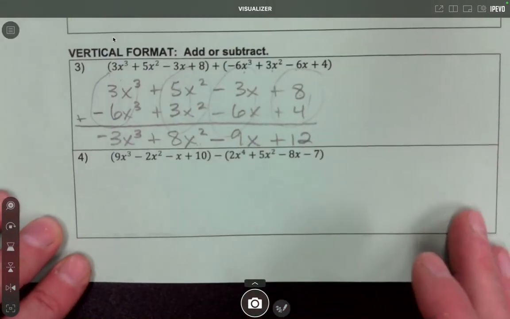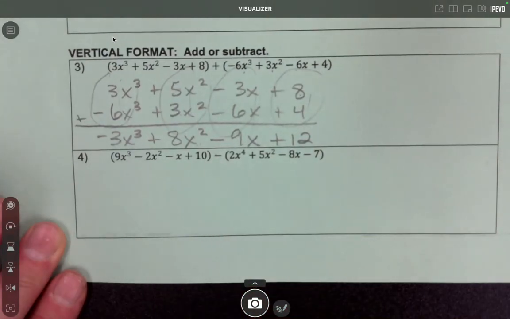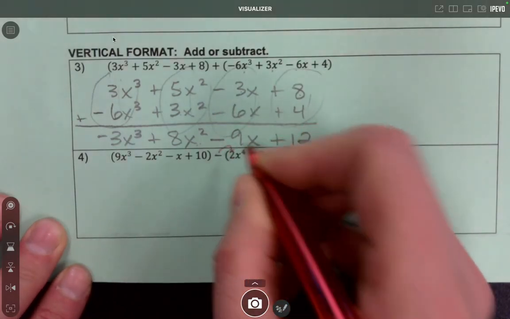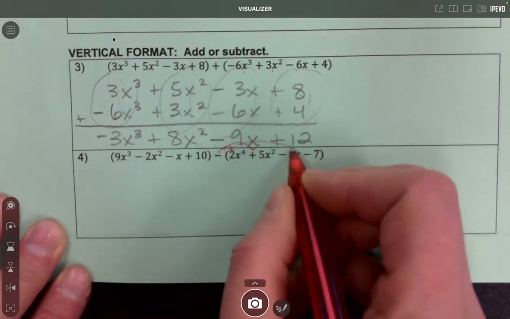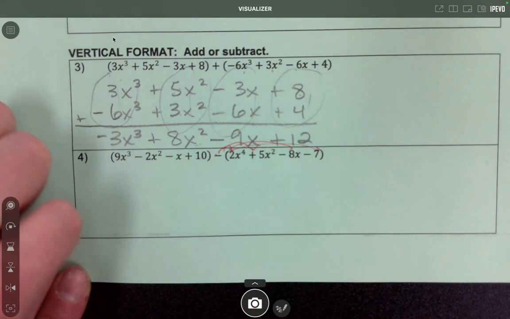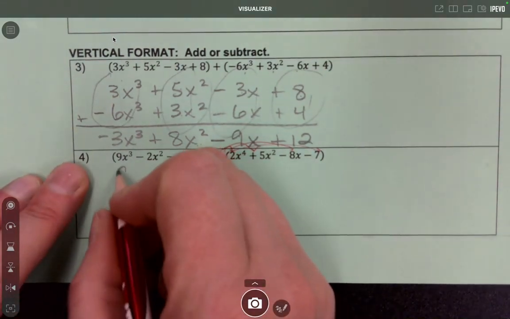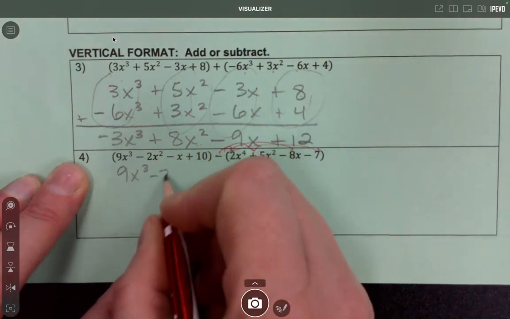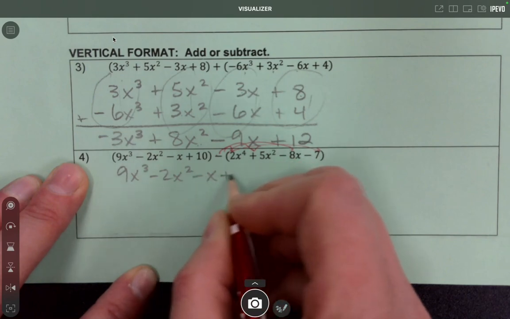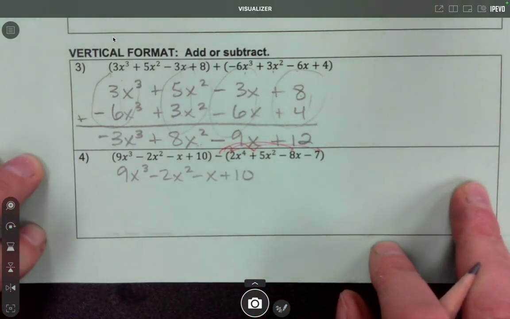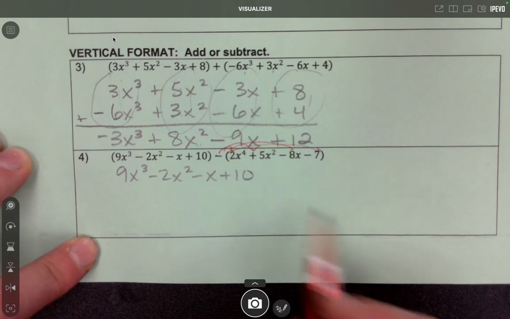So on this next one, we're subtracting again. So remember that means this minus sign is going to everything here. And I'm going to distribute that while I rewrite. So first I'm going to write the 9x cubed minus 2x squared minus x plus 10. And then I'm going to distribute that negative and rewrite the second one. So this one's a little bit trickier.